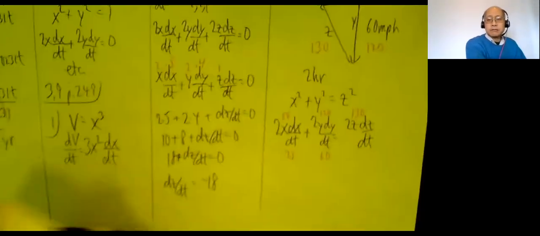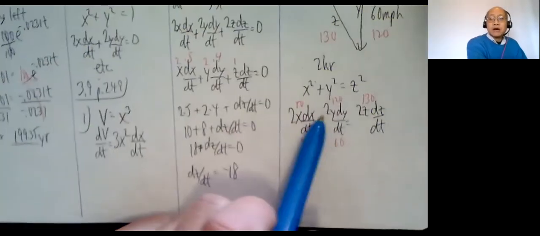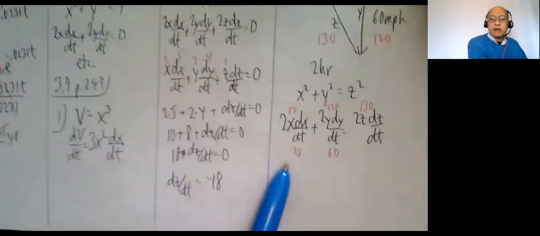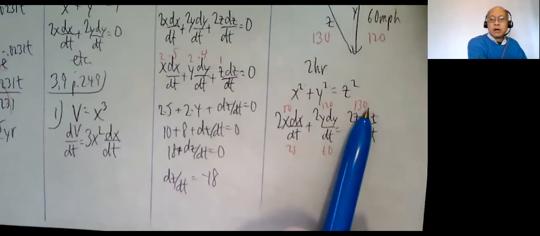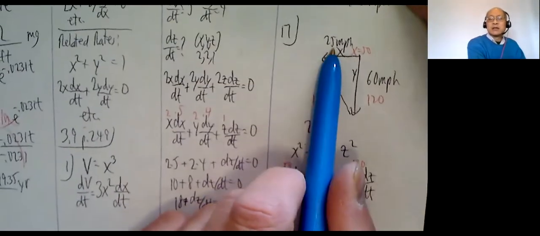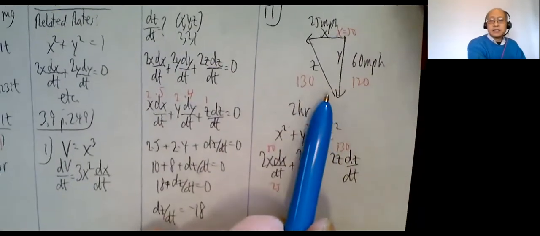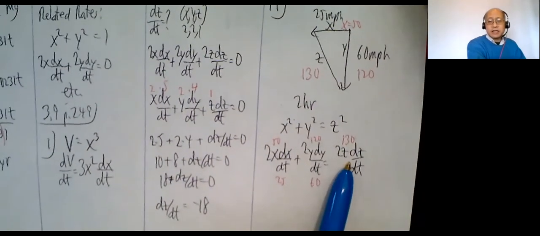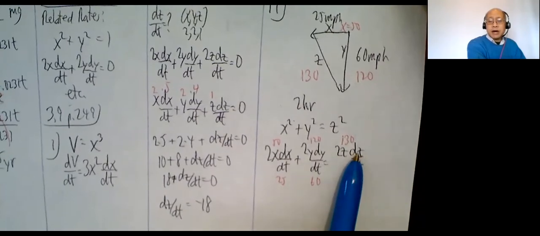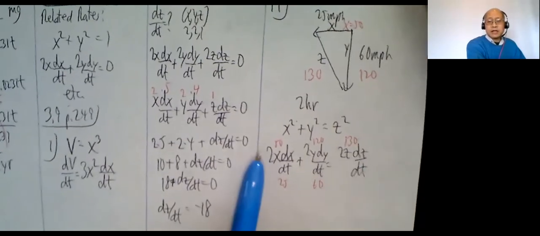Now you basically just plug everything in. Oh yeah, you could cancel the 2's like in the previous problem, or you can just plug everything in. So x, y, and z, I plug in 50, 120, and 130, right? So 50 goes here, 120 goes here, 130 goes here. dx dt, 25. dy dt, 60. And then algebraically solve for dz dt. What are my units going to be? z is miles, time is hour, so it's miles per hour. So just plug everything in, and that's it.